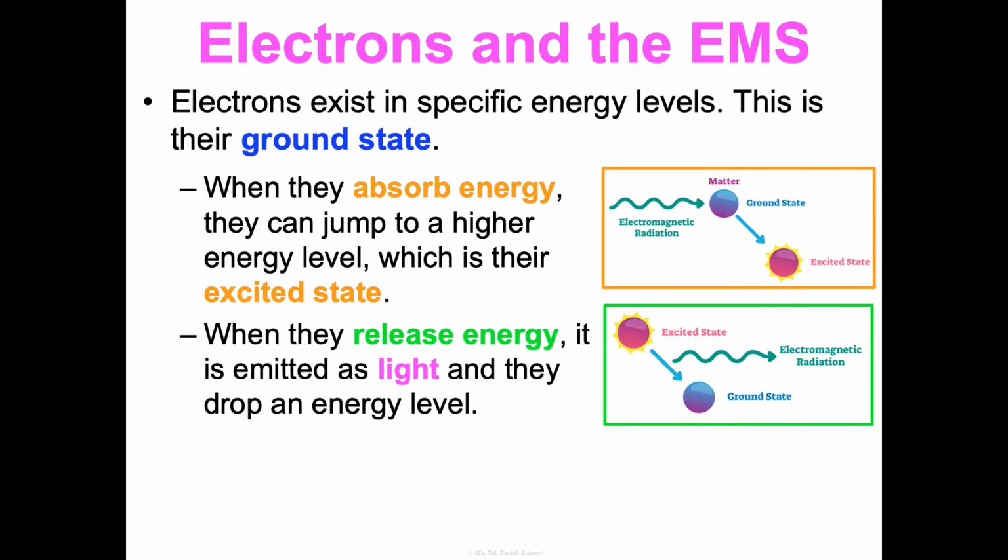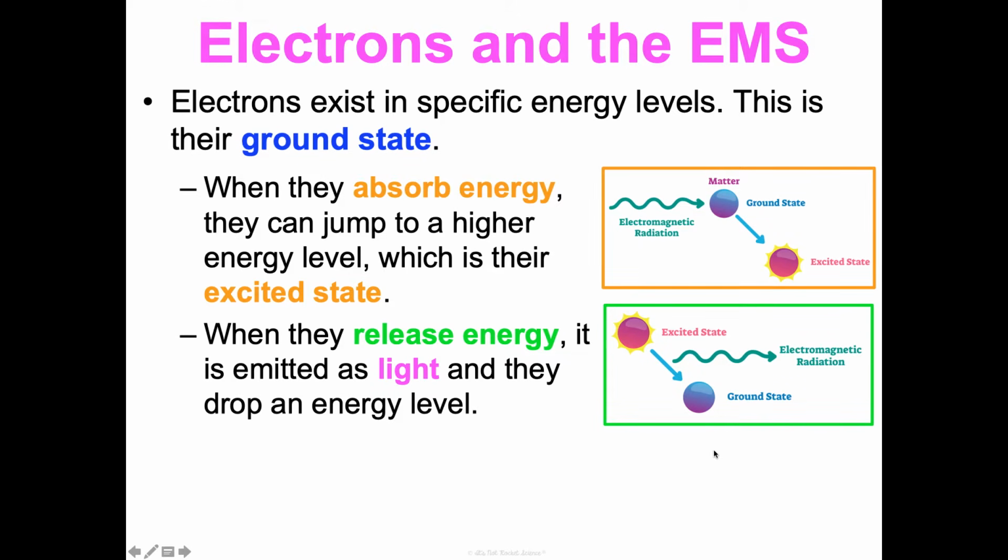So picture me just chilling on the ladder against the wall, and then consider if I got zapped by some sort of light energy and I absorbed that, I would then potentially have enough energy to jump up to the next rung on the ladder, the next energy level further away from the nucleus, and that would be when I'm in my excited state. But as I lose energy, or as it's given off in the form of light, I would then go back down the ladder rungs to be back into my ground state.